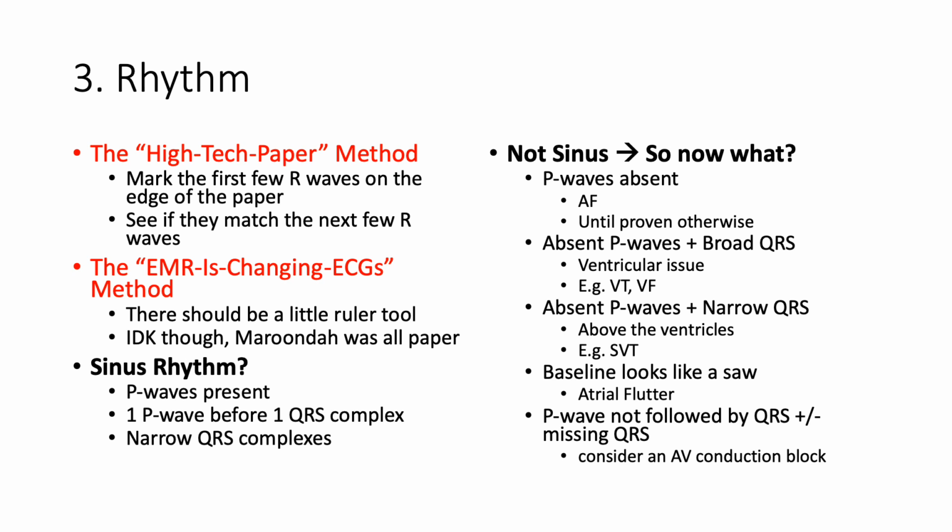If the P wave is absent, but the QRS complex is broad, then you're looking at a ventricular issue. So this might be a ventricular tachycardia, VT, or ventricular fibrillation, VF. If it looks like sawtooth, then it could be atrial flutter. And if there isn't really any clear connection between the P wave and the QRS, then we should probably have a look at AV conduction blocks.